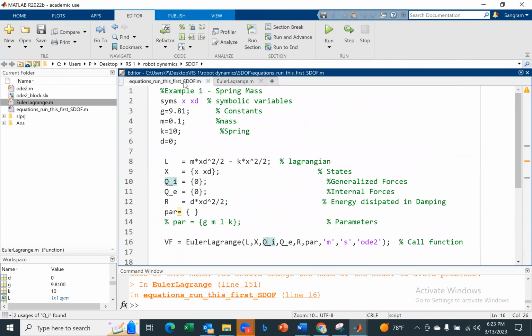But what I want you to do is, once VF is done, it will generate a MATLAB function which is called ODE2.m. Can you see ODE2.m is the name of the function? So please note, there is a MATLAB code ODE2.m and then ODE2 underscore block.slx. So basically that created a Simulink block. So you have a MATLAB function, and then you have the block.